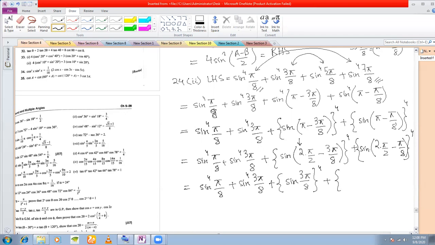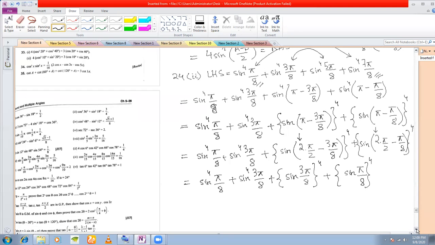Similarly for the second one, again here you have an even multiple 2. So sine will remain a sine. What about plus or minus? 2 into pi by 2 means it is in the second quadrant. 2 into pi by 2 minus pi by 8. This angle is in the second quadrant. The sine will remain positive. It becomes pi by 8.